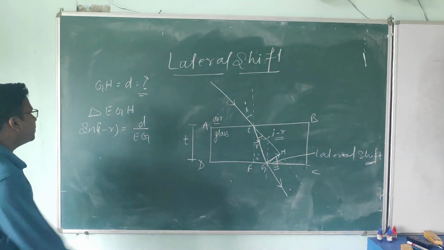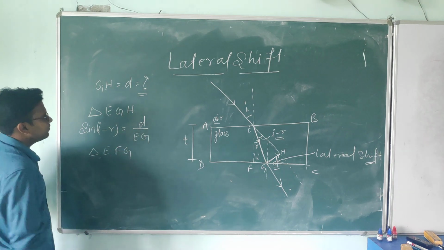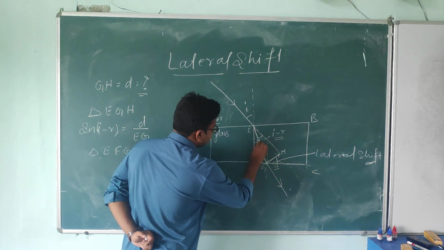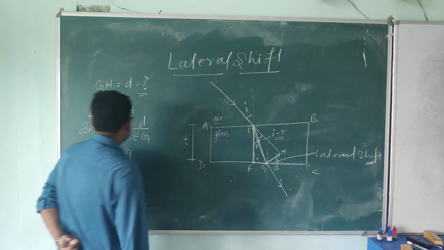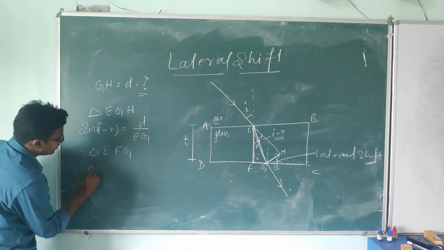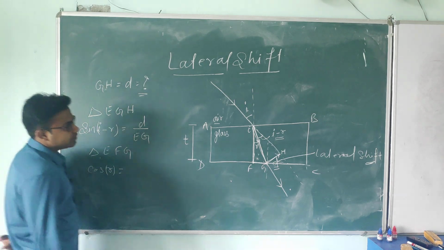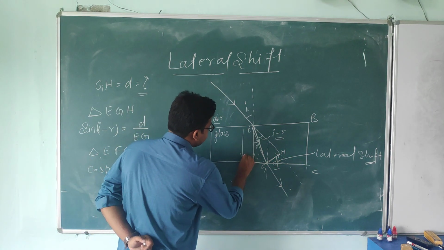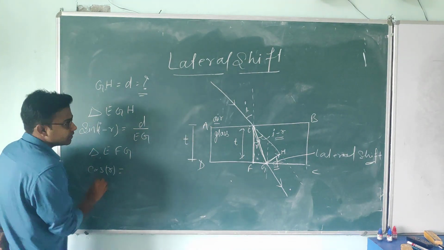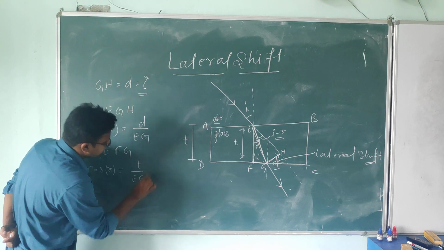Okay student, now tell me, here in the triangle EFG, I am talking about this right angle triangle EFG. In this triangle, student, tell me, cos r is equal to what? This one is what, student? This is the thickness of this glass slab, and it's t. So what can you write? This one is t divided by again EG.